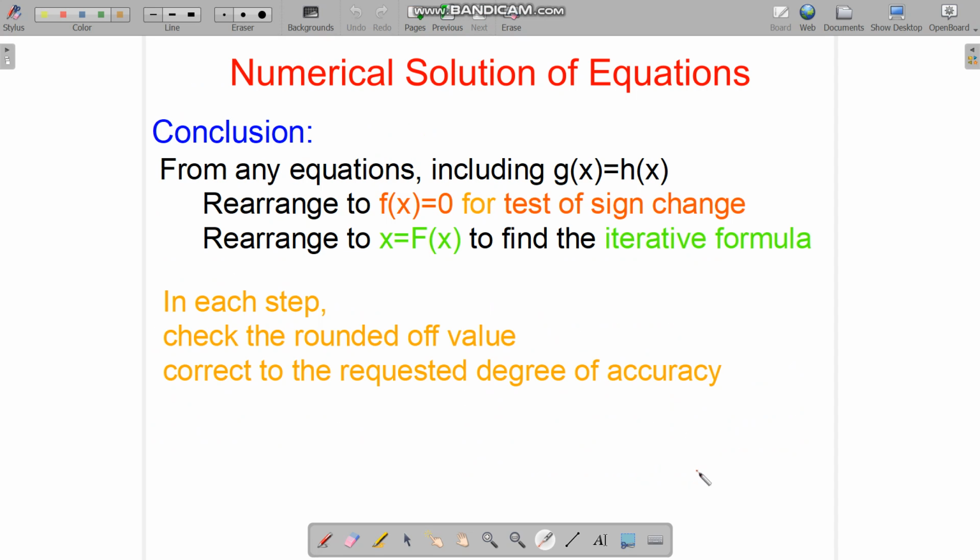So in conclusion, from any equations including g of x equals h of x, you can rearrange to small f of x equals 0, something equals 0, and then you use this function to check for the test of sign change, and you can rearrange to x equals something to find the iterative formula. And in each step, check the rounded off value, correct to the requested degree of accuracy.